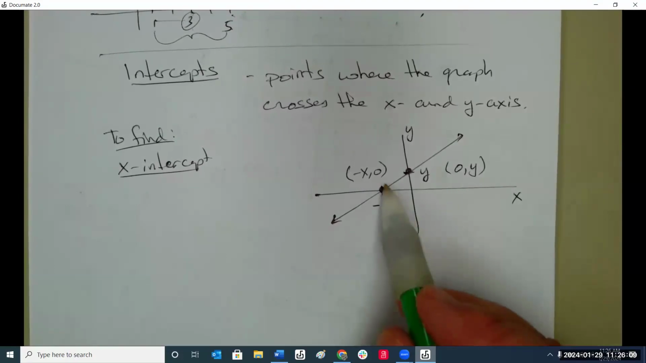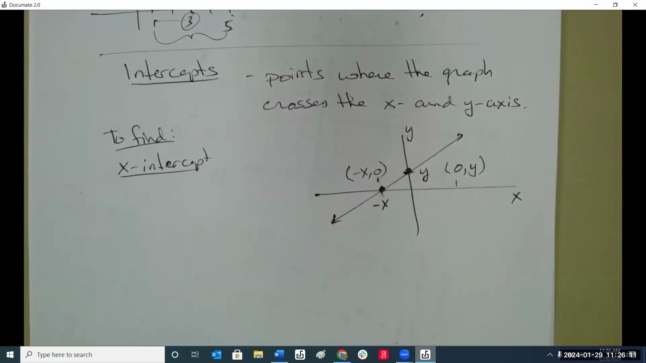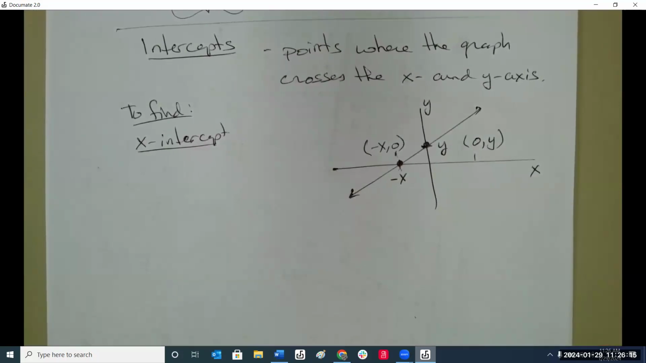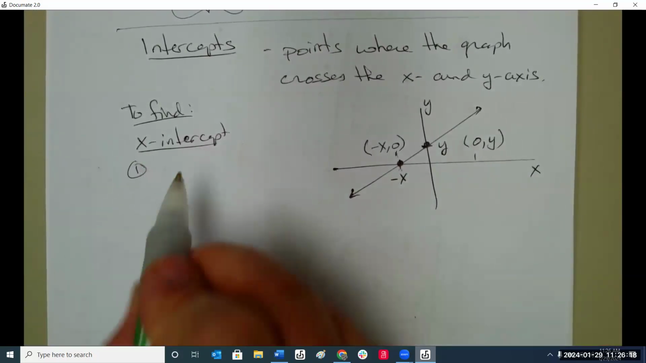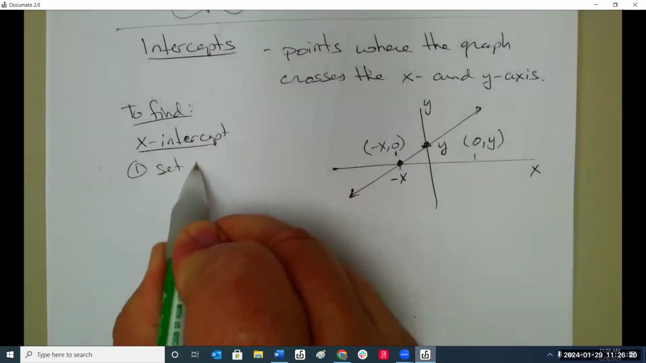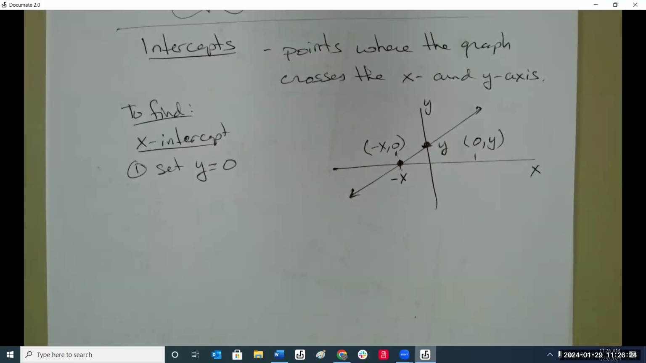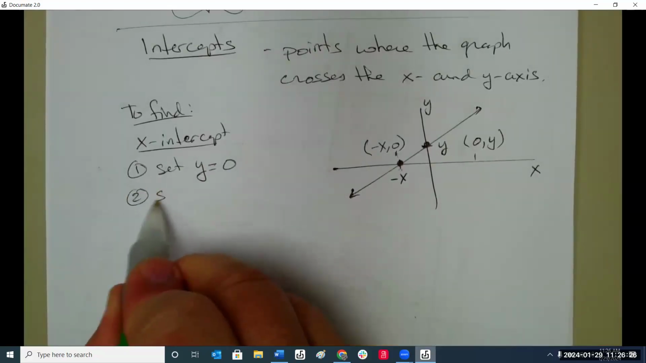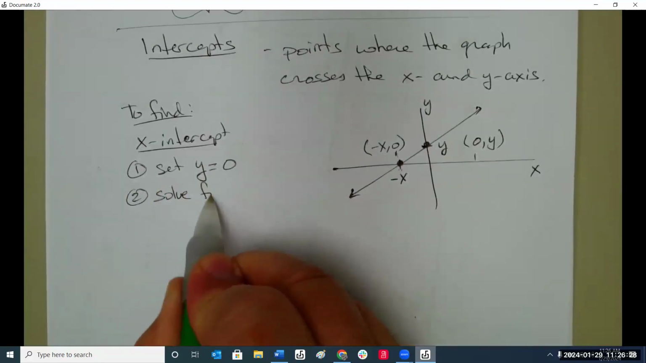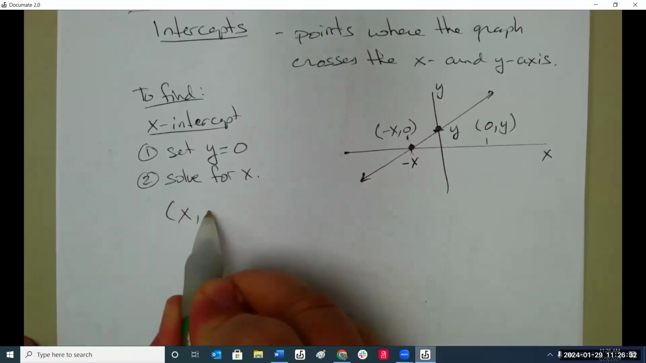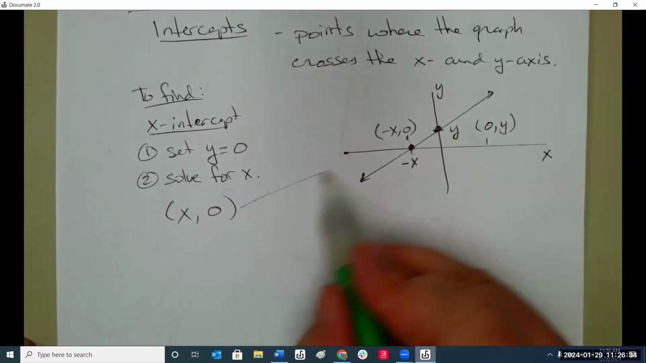Right. So this tells us what we need to do to find the intercepts. To find the x-intercept, what do you have to do? Set the Y value equal to 0, and then solve for X. Because when you do that, you'll come up with some X value and the Y is 0, which is the x-intercept.